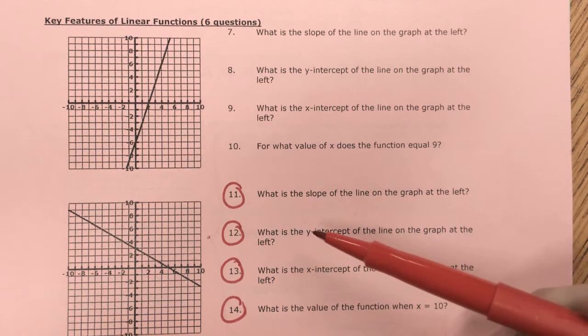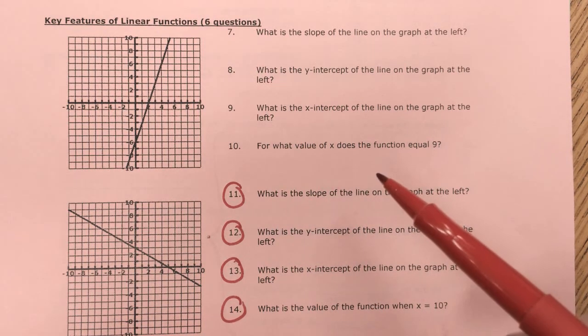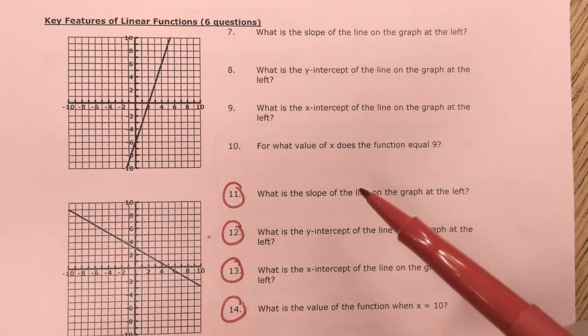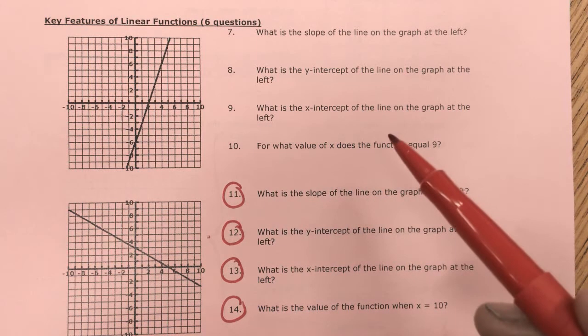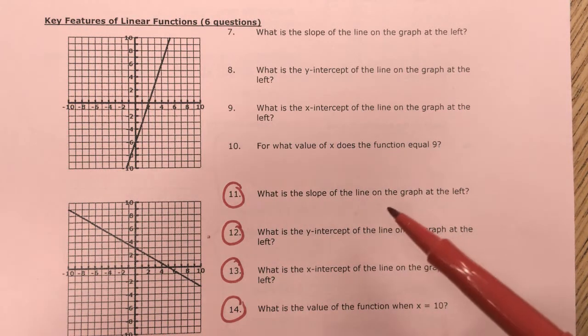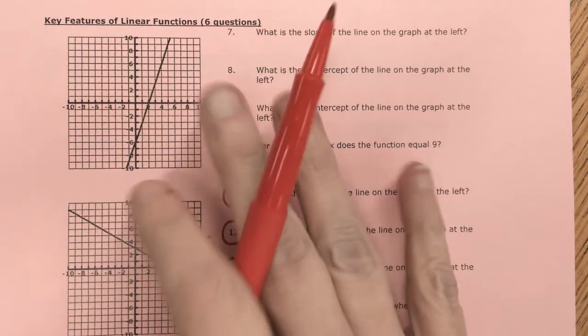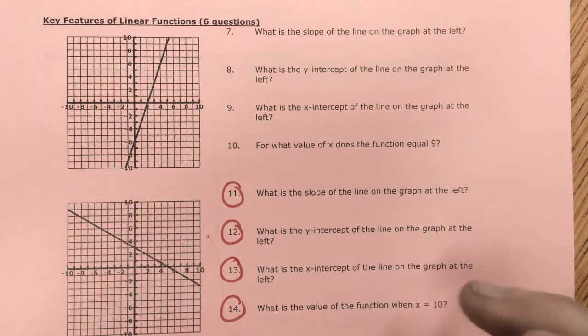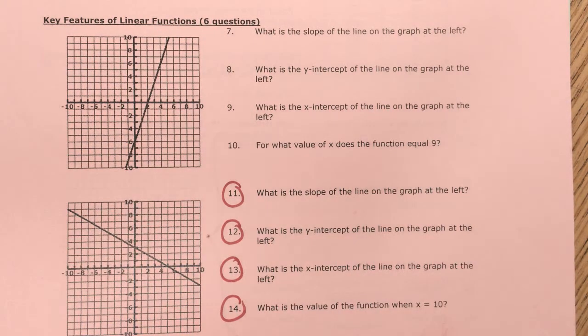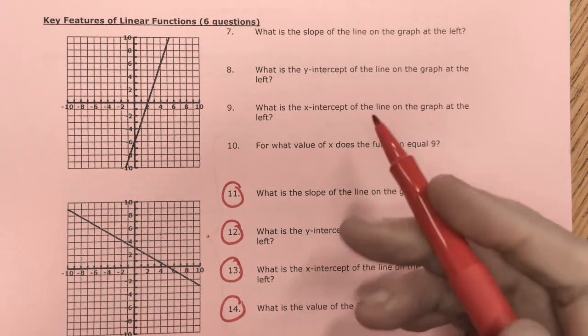Remember, our key features are slope, y-intercept, x-intercept. Those are pretty much them. Writing the equations in various forms, things like that. Okay, so our key features are primarily those things. Let's start with number 11.